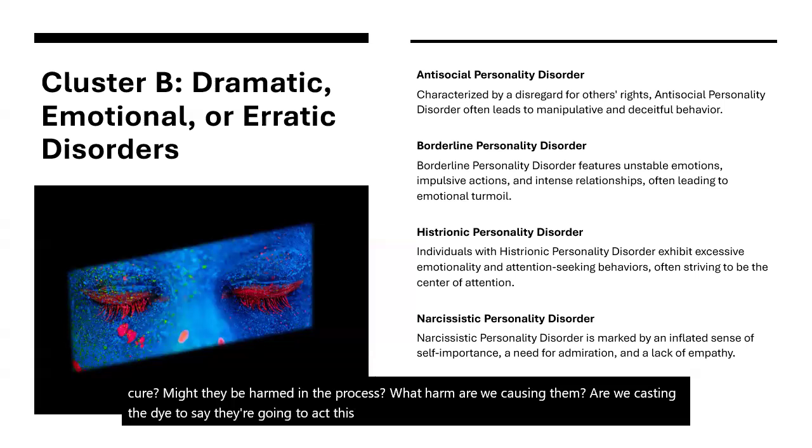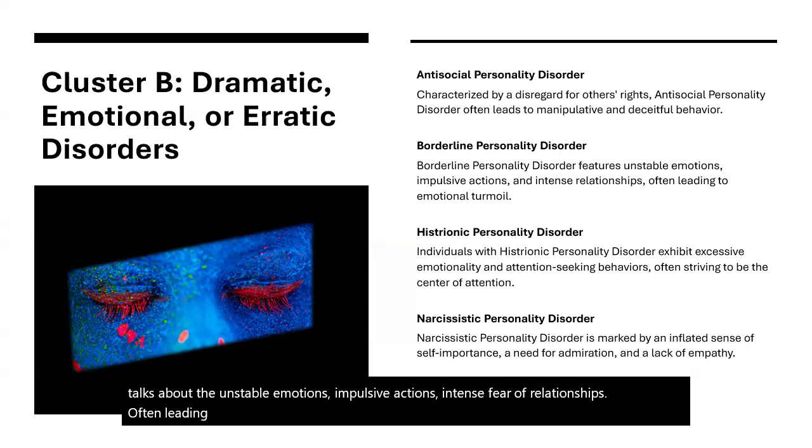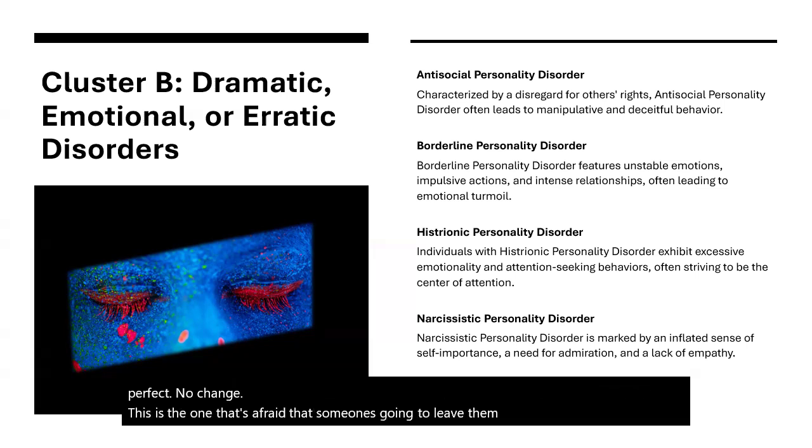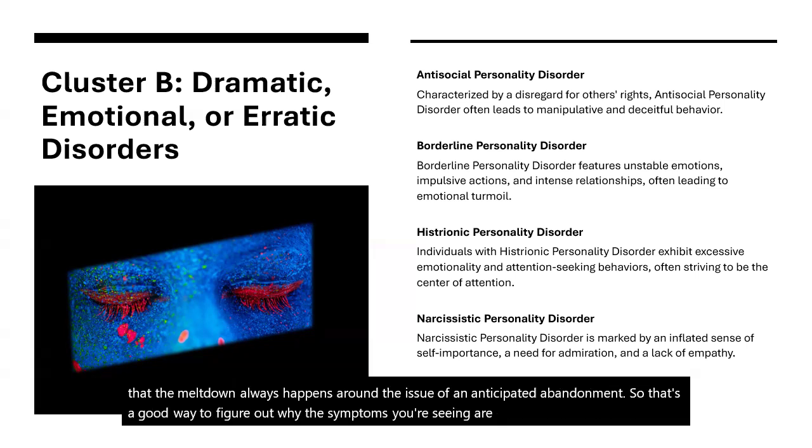The borderline personality, this is the one that talks about the unstable emotions, impulsive actions, intense fear of relationships, often leading to emotional turmoil. This is the "help me, leave me alone." "I love you, you're perfect, now change." This is the one that's afraid that someone's going to leave them all the time. This is the one where the meltdown always happens around the issue of an anticipated abandonment. So that's a good way to figure out why the symptoms you're seeing are being manifested.